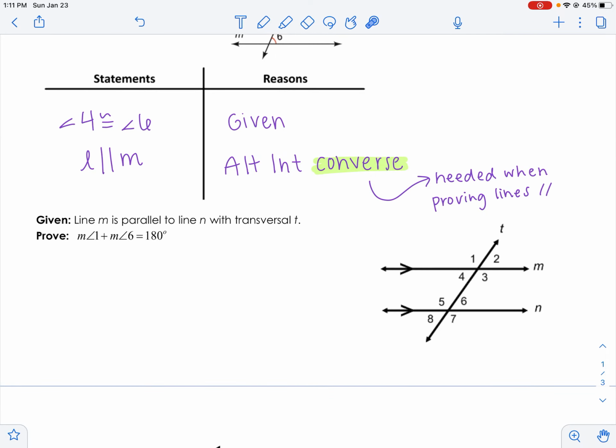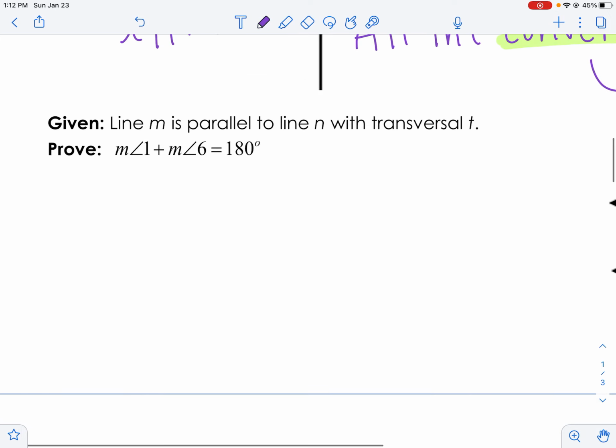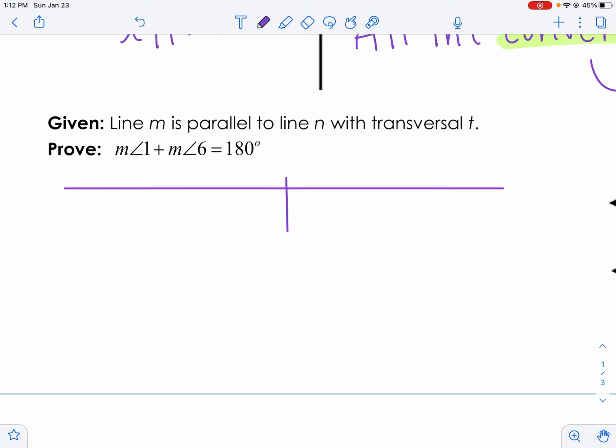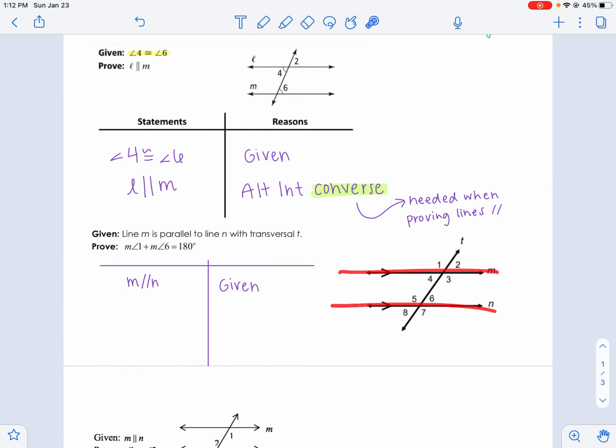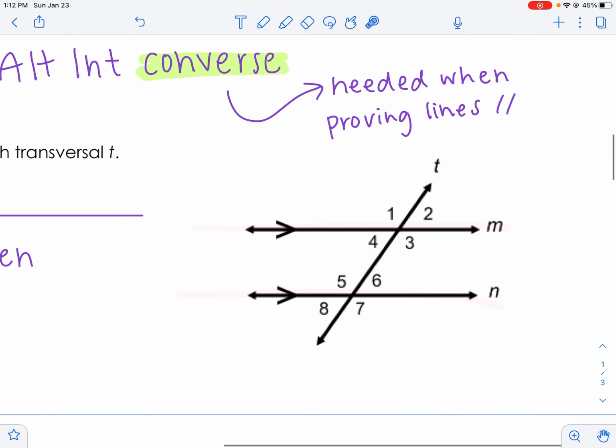So taking a look at this next one, it tells us that the lines are parallel, and it wants us to prove that angle 1 and angle 6 add up to 180. Proofs always start with the given. Before I really even use my brain, I'm just going to set up a 2-column chart and write it out. So line M is parallel to line N. I can just write M parallel to N because it's given.